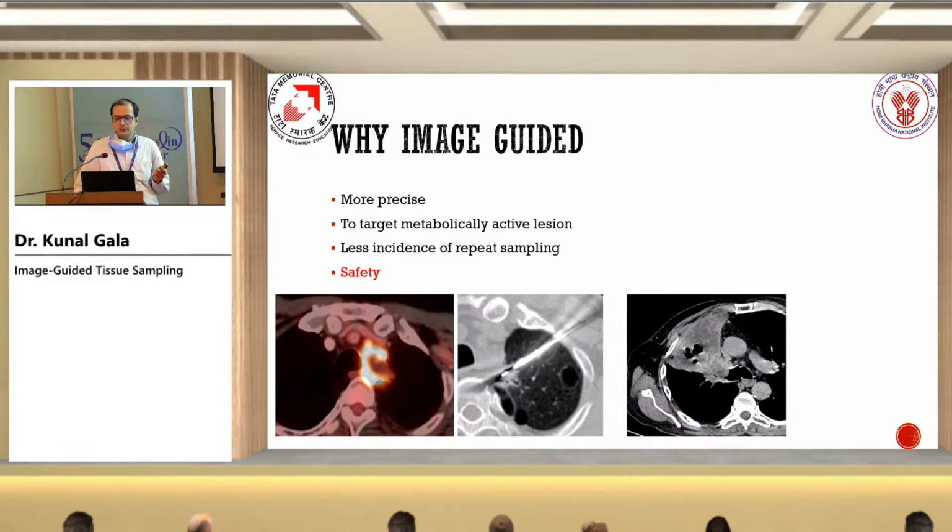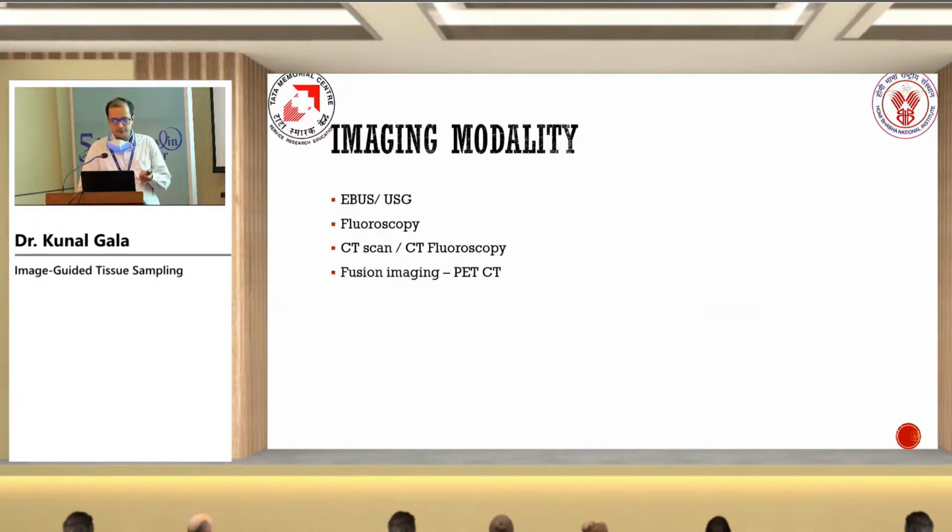And why image guided biopsy is most important. One, it is more precise as compared to just open biopsy. We can technically target the metabolically active area, as we can see in this diagram, that the medial component is metabolically active and we can target this area accurately. There is less incidence of repeated sampling, and it is safe because it is directly under vision. So whenever there's any vessel or any bronchus which is coming in the path, we can avoid it by going either superior or inferior or medial or lateral.